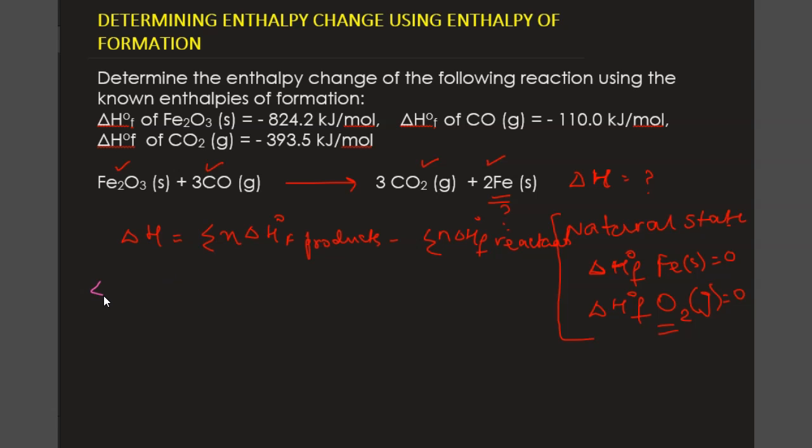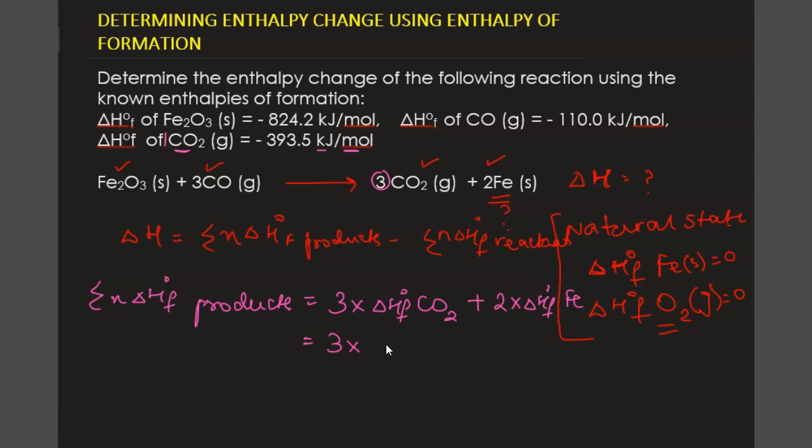So first of all, I have to find out the sum total of number times delta H naught F of products. This means number of moles. I have been given 1 mole of carbon dioxide. You see, energy per mole. I need to find out for 3 moles. So what I will do is 3 times delta H naught F of carbon dioxide plus 2 times delta H naught F of iron.